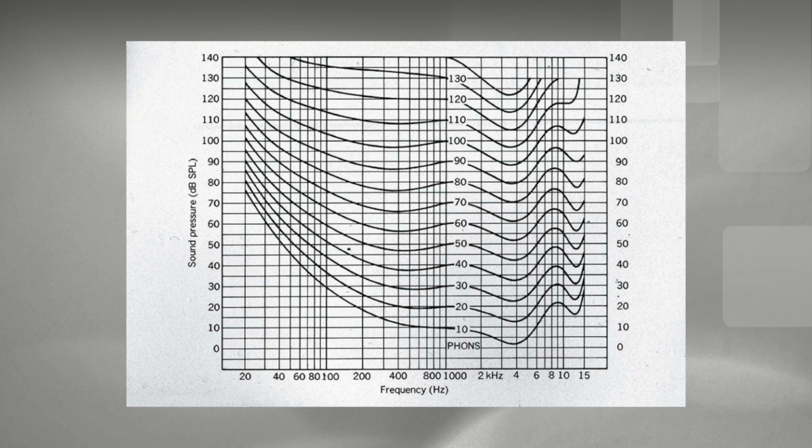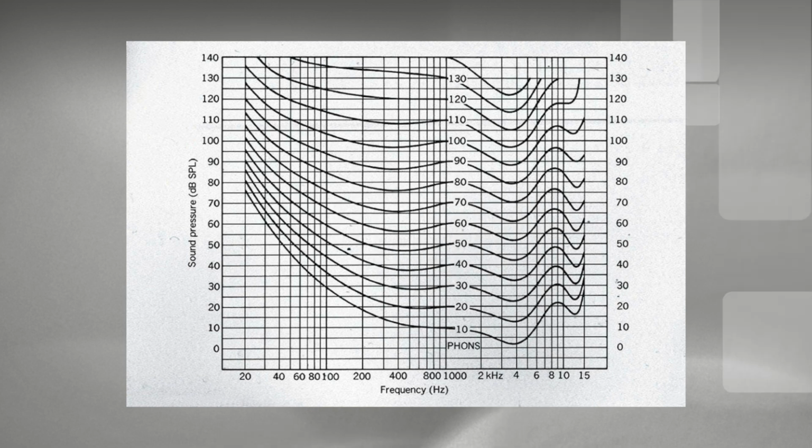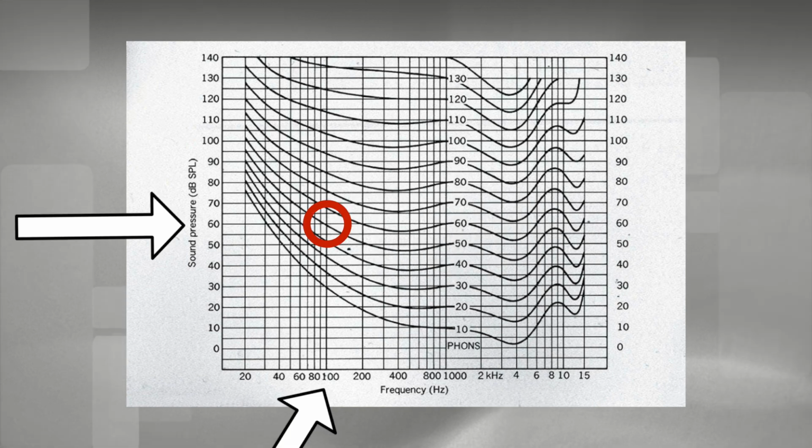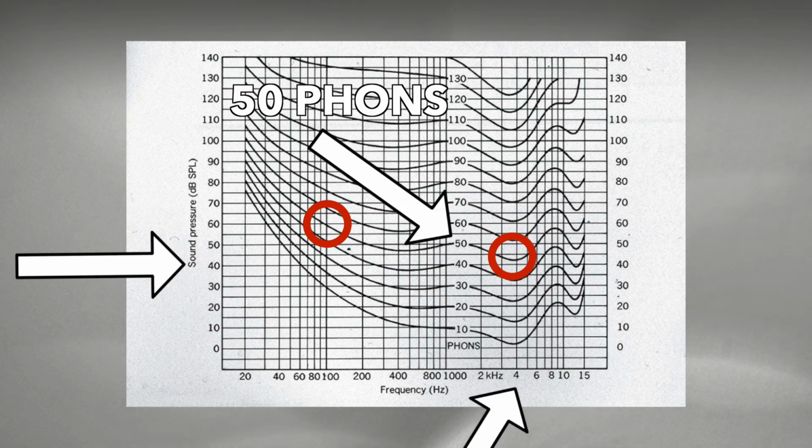So Fletcher and Munson did a study where they charted out how humans perceive the loudness of different frequencies. Looking at this equal loudness contour chart, we see that humans are most sensitive to frequencies between 2,000 and 5,000 hertz. And that if you played a 100 hertz tone at 60 decibels, it will be perceived to be the same loudness as 4,000 hertz at about 45 decibels.